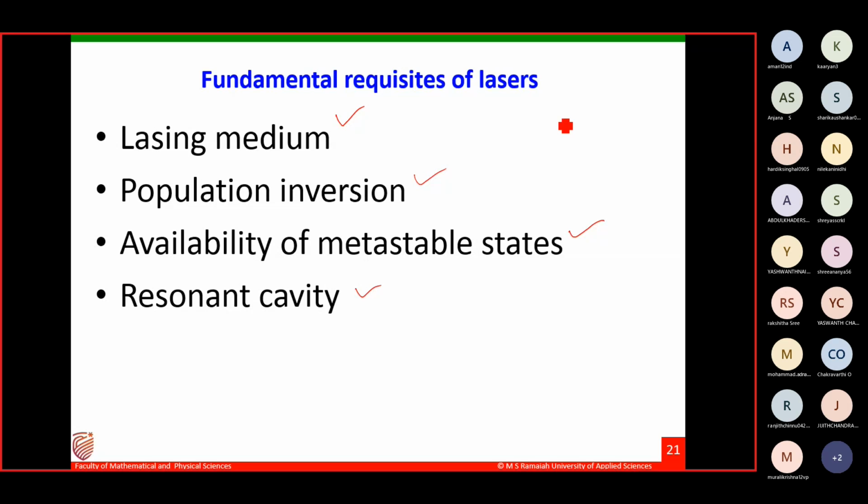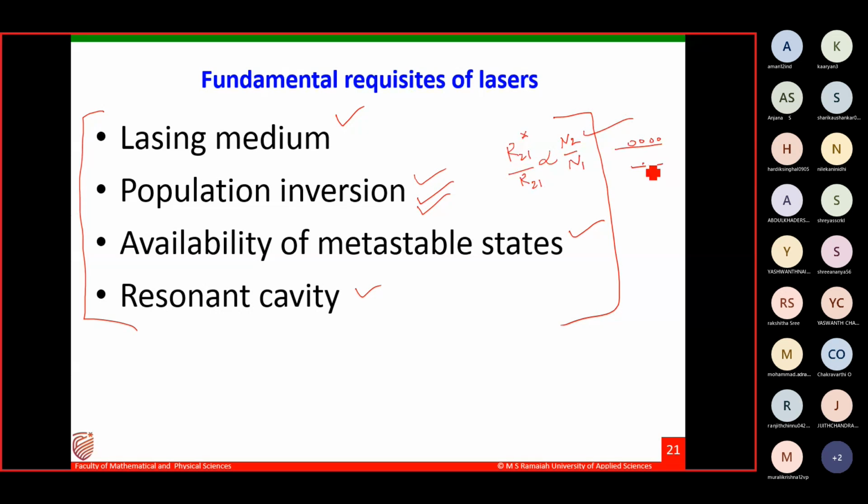Since we just discussed, R21 star divided by R21 is directly proportional to N2 by N1. Therefore, I want to make sure that in my system I have more atoms in the higher energy level compared to the lower energy level. This is my requirement. Therefore, in a given system, I need to have population inversion, and for that, the material should have metastable states.